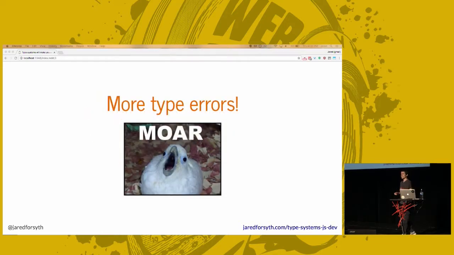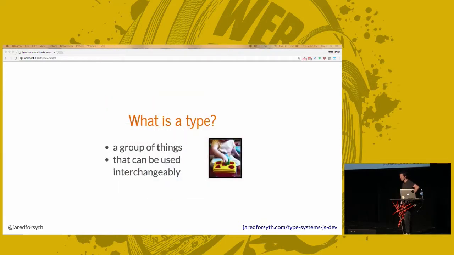So you might be thinking, no, Jared, I want fewer type errors in my code. But I think you'll find that you actually want more. To start out, I'll just define a few terms. For my purposes, I'm going to say that a type represents a group of things that can be used interchangeably. I just love this GIF of the baby. You've got the square thing, and there are places where it can be used and places where it can't, and sometimes you just throw it out, right?